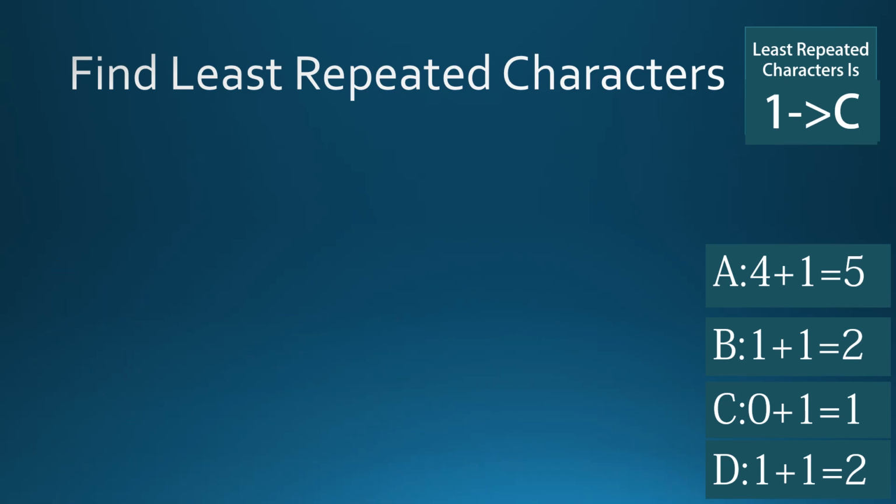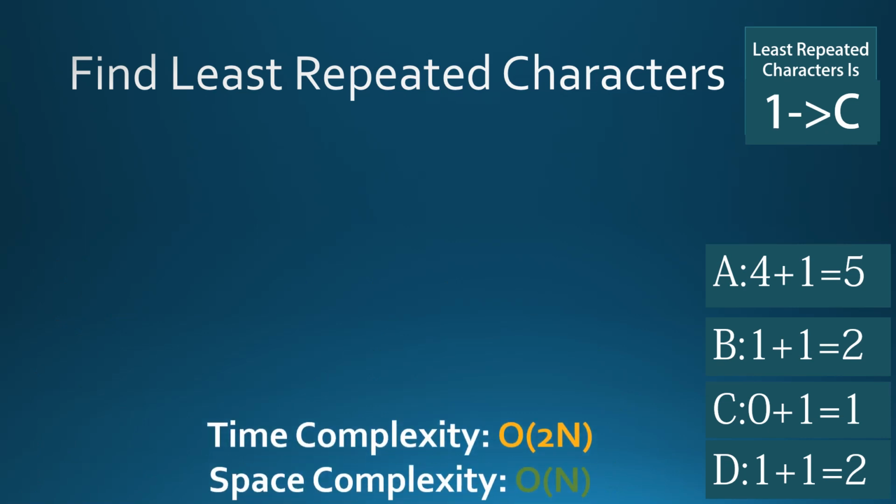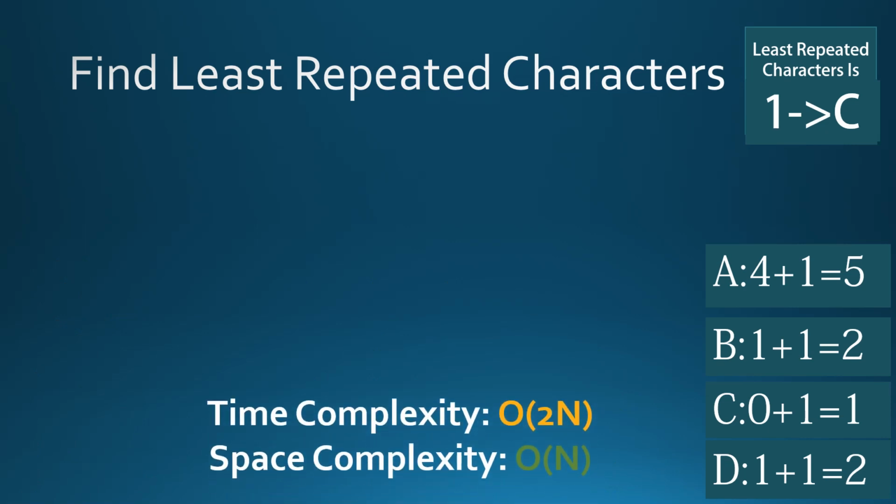So let's recap what we have done for this algorithm. For the time complexity, we have O of 2n, and for the space complexity, we have O of n, where n here is the size of the list that we're given, which is the list of characters. So that's basically how we can use RAM effectively to save steps.